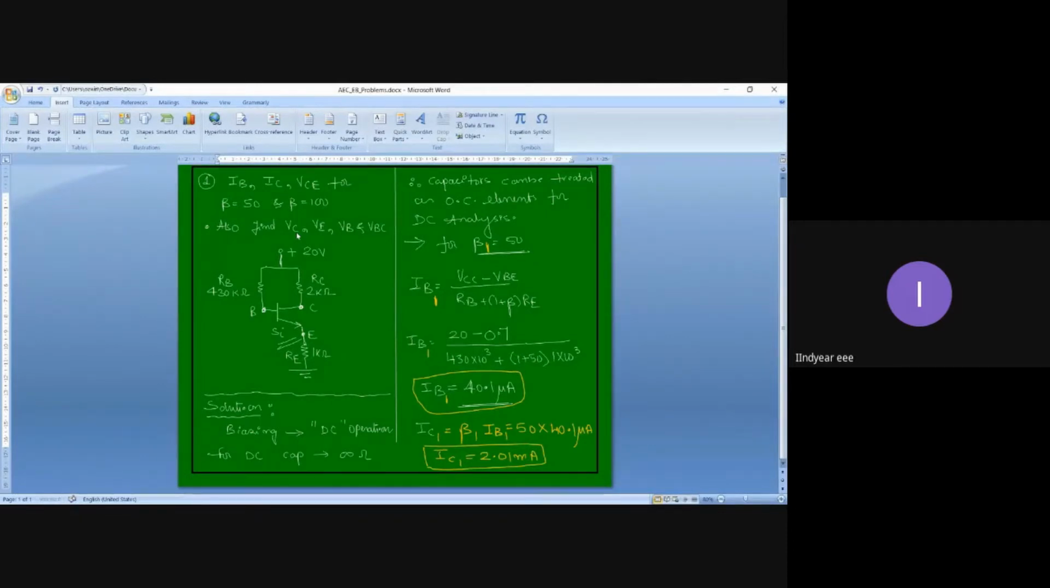Okay, VCE1. Can anyone tell me what's the value of VCE1? VCE1 is what? For the emitter bias circuit, it is VCC minus IC into RC plus RE.